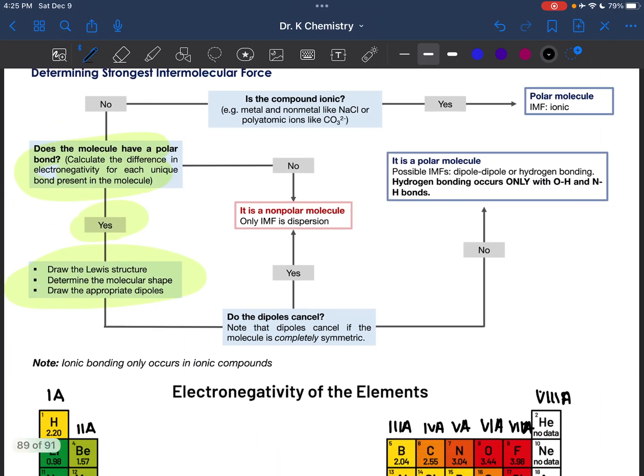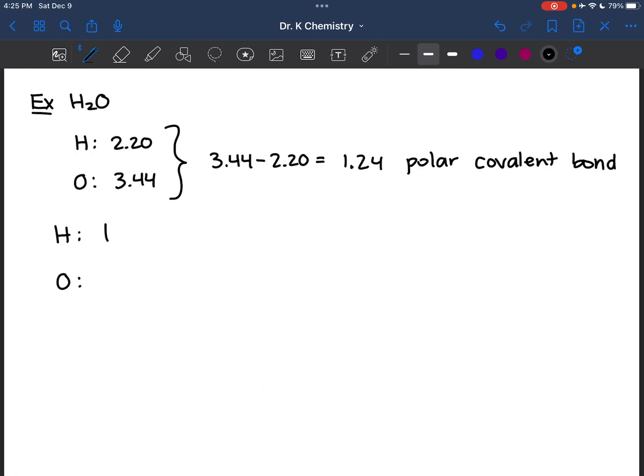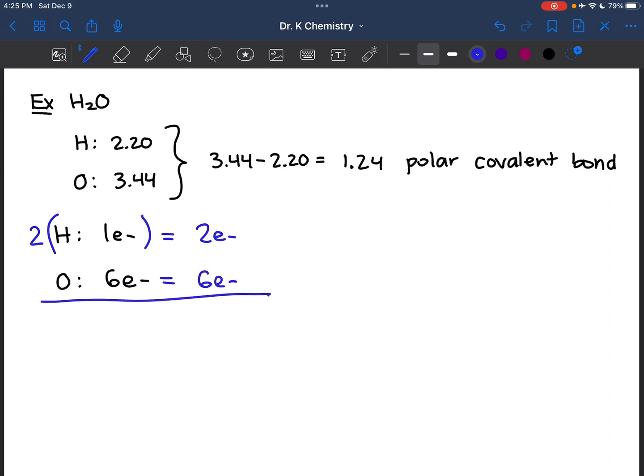Hydrogen, if we were to look back at the periodic table, we see that it's in group 1A, which means it has 1 valence electron. Oxygen is in group 6A, which means it has 6 valence electrons. Now keep in mind that there are 2 hydrogens in the structure, so I have to multiply that by 2 to account for that. And then I'm going to add these up to determine the total valence electrons in the entire molecule.